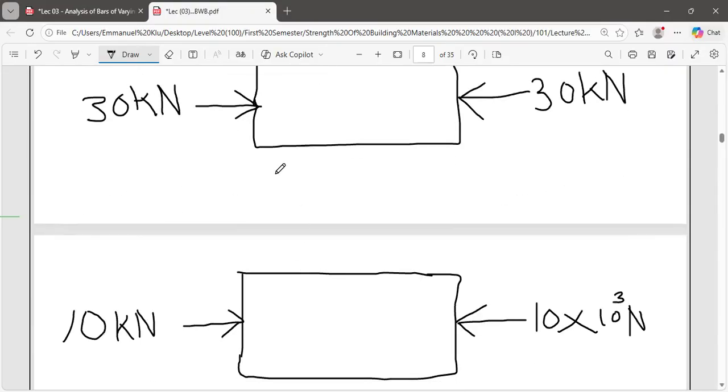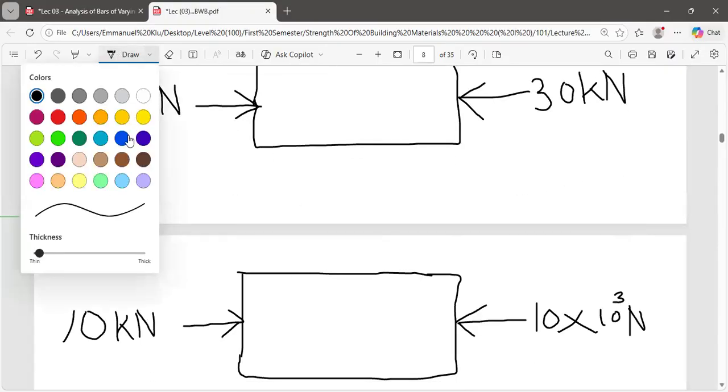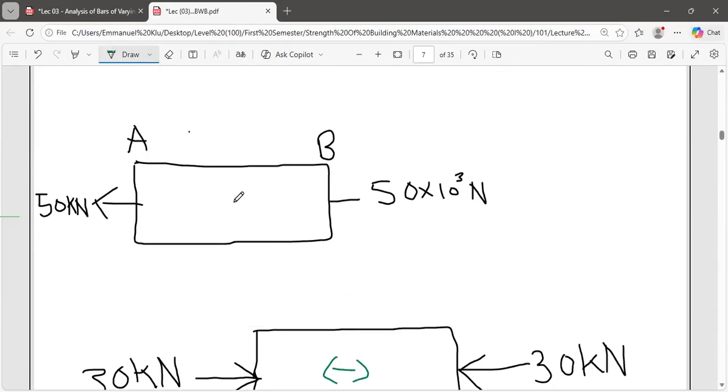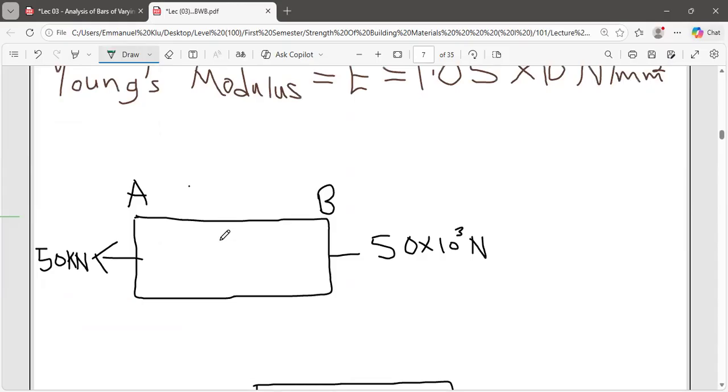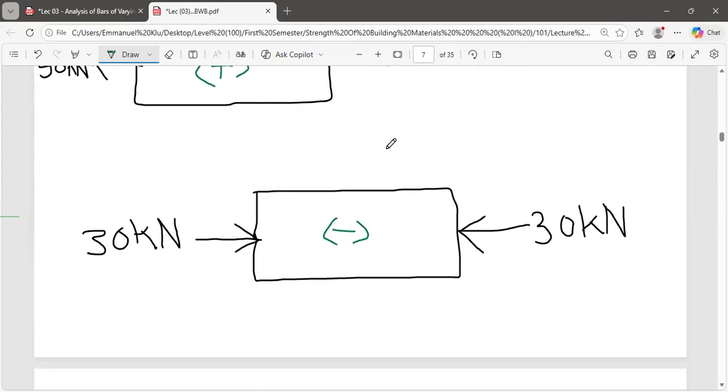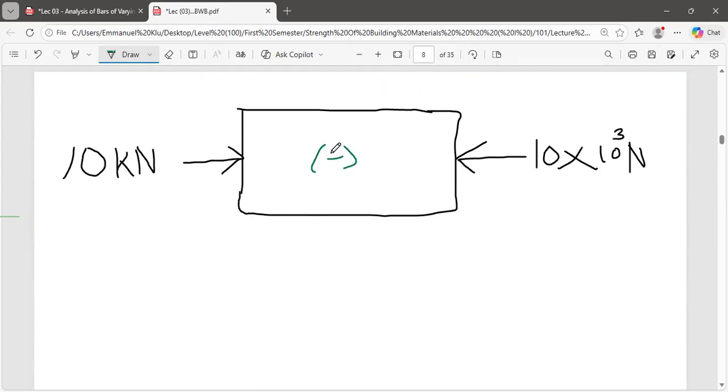So since these two are in compression, we classify them as what? Negative. Okay, because they are going to decrease at the end of the day. But this one is going to increase if they stretch it, so it's going to become positive. So we can proceed to solve our work.